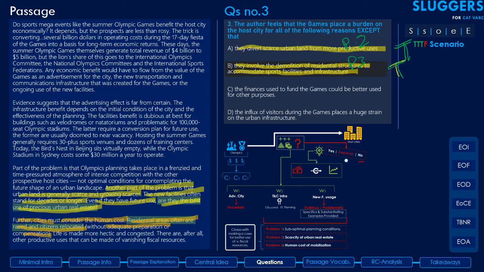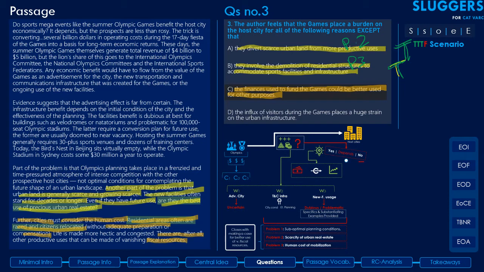All right, so coming to the next option then, the third option. It says that the games place a burden on the host city because the finances used to fund the games could be better used for other purposes. Now, if you're not being careful while reading the last line of the passage, you might just figure that option C is probably something that the author has not commented upon. But no, he has commented upon that. Especially, note the word fiscal resources.